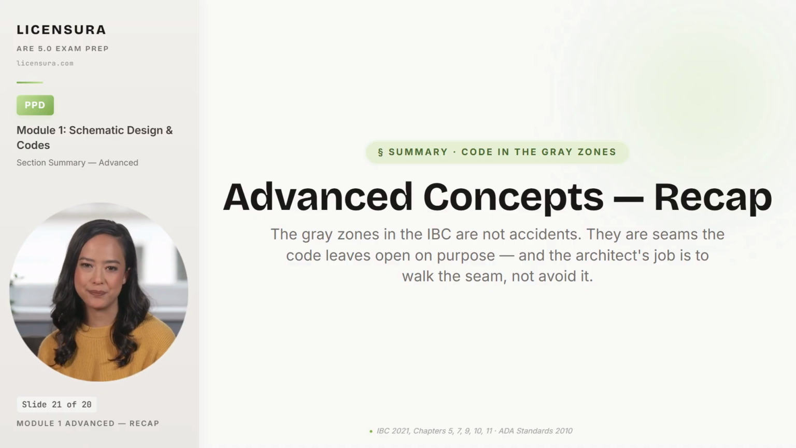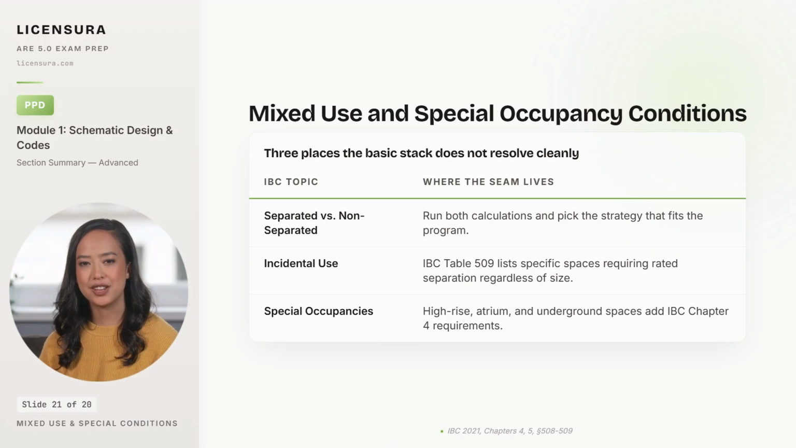Naming the seam, picking the path, documenting the choice, that is the advanced exam, and it is also the work. The first seam, and the one with the largest cost consequences, is the mixed occupancy decision: separated, non-separated, or with incidental uses pulled out. 3 openings live above the basic occupancy stack. Separated versus non-separated is the largest one. It is a real strategic choice, not a determination the code dictates.